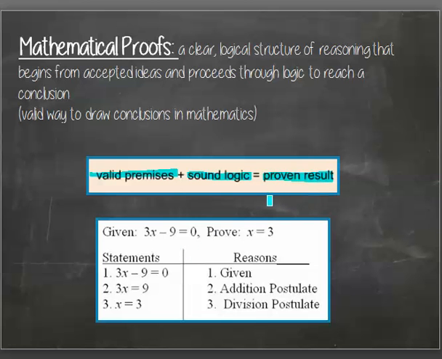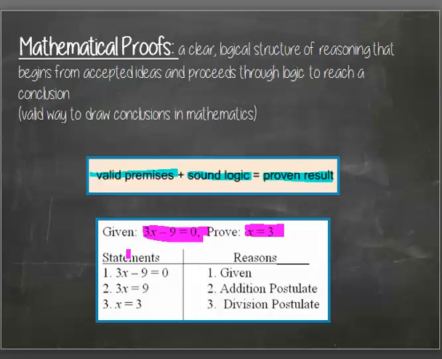So all of Unit 2 is a whole different way of thinking about mathematics. We're not necessarily trying to do mathematical expressions like 2 plus 2 is 4. We're trying to say why we can do something. So if you look at this given problem, I'm given that 3x minus 9 equals 0. I need to prove that x equals 3.